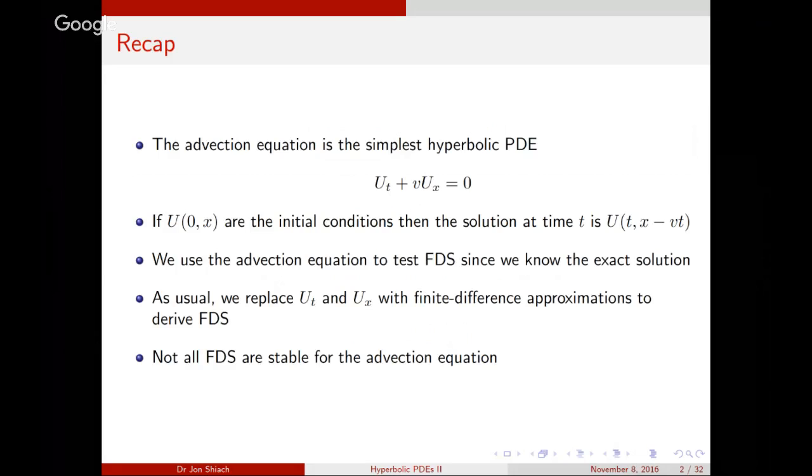And what we do is, as usual, and hopefully you're starting to get used to this process by now, you replace your derivatives with finite difference approximations to derive finite difference schemes. So FDS means finite difference scheme. So that's just your numerical method. And towards the end of last week, we looked at this idea. Not all finite difference schemes are stable for this advection equation. The idea of stability is a bit of a thorny problem, and that's what we're going to be looking at today.